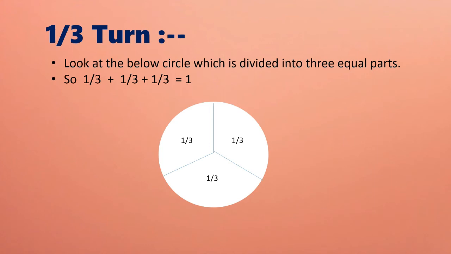Now take the arrow mark figure. Here the starting position of the arrow mark is here. After 1 by 3 turn, the arrow mark will be here. So you can observe the rotation, and this is called 1 by 3 turn.